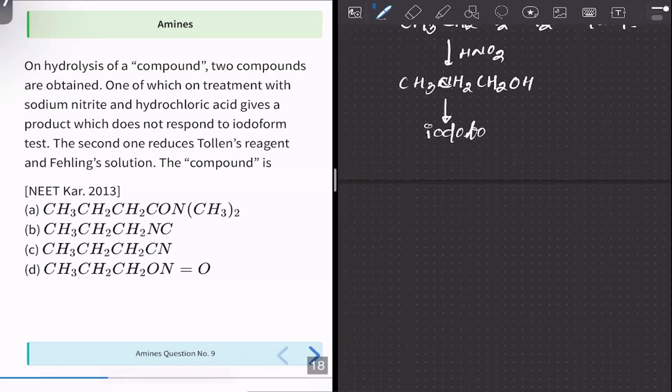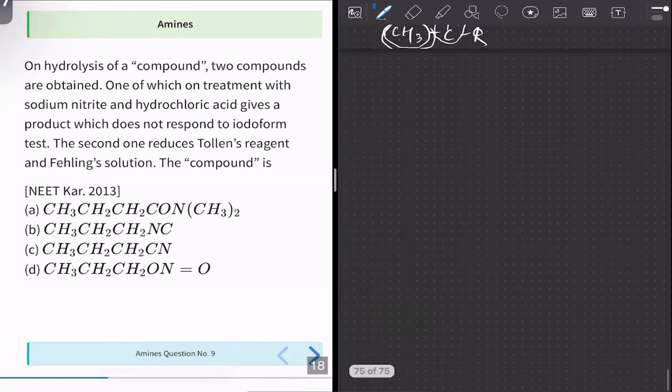Iodoform is shown only by alcohols of the type CH3CH(OH)-, where adjacent to the carbon containing the hydroxyl group, there should be a methyl group. But in this compound, there is no methyl group adjacent to the carbon containing the hydroxyl group. So it won't give the iodoform test. So option B will be the correct answer, where A is the primary alcohol and B is formic acid.